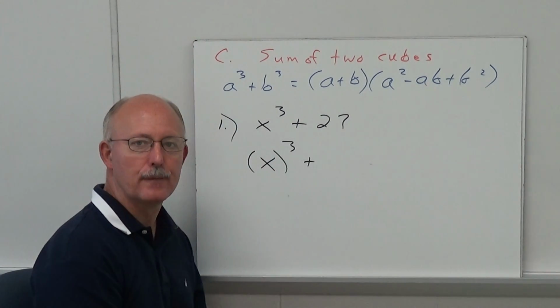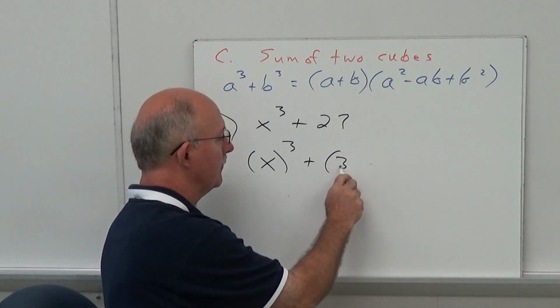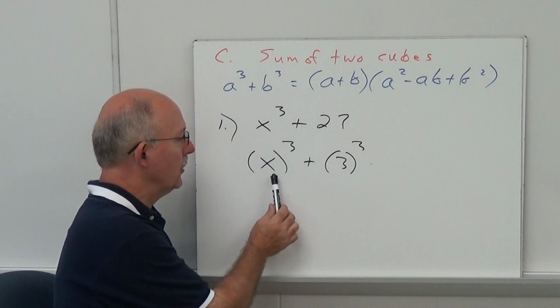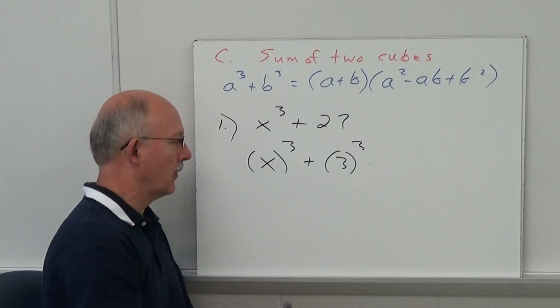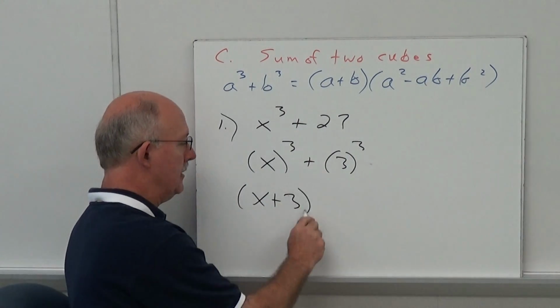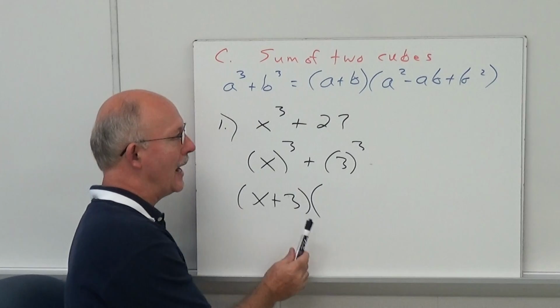So x is going to be our first base. Now the cube root of 27 is 3, so write this as 3 cubed. So my 2 bases here are going to be x and 3. All right, so if we go to factor, let's do the binomial factor first. That'll be x plus 3 times. Okay, now let's do the trinomial.